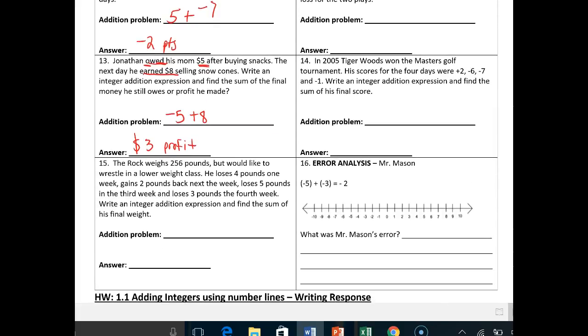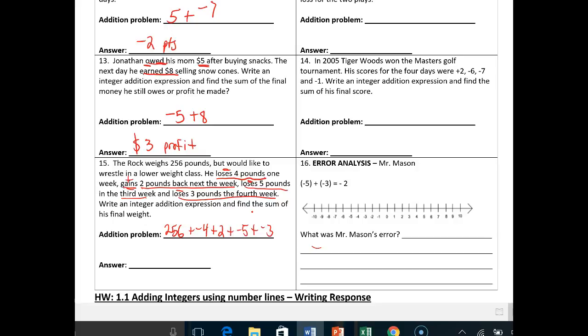All right? The Rock weighs 256 pounds, but he would like to wrestle in a lower weight class. So he loses 4 pounds. So first of all, he starts off weighing 256, a positive 256. He loses 4 pounds, plus -4, 1 week. Gains 2 pounds back the next week, so plus positive, because the word gained, right, is a positive word. Loss is a negative word. Loses 5 pounds in the 3rd week, so plus -5. And loses 3 pounds the 4th week, plus -3, because those were all losses, so those are all negative words. Write an integer addition expression and find the sum.